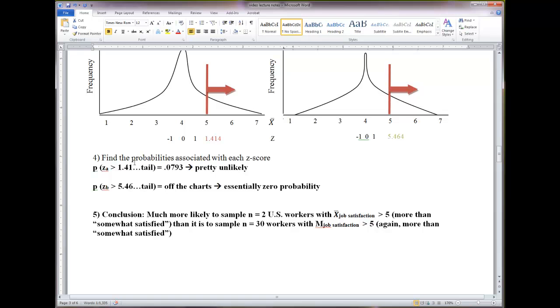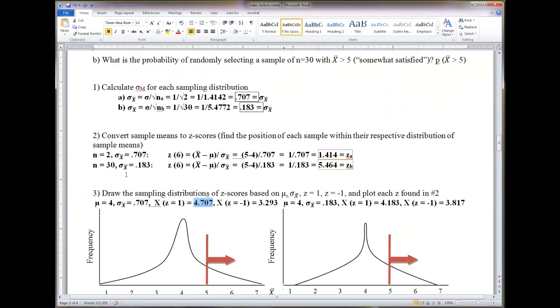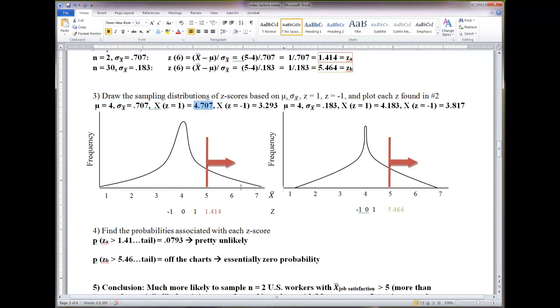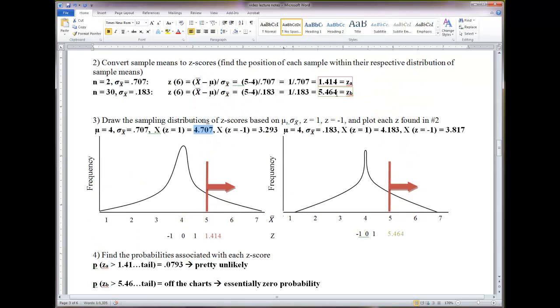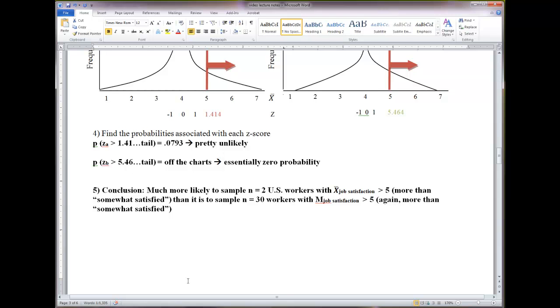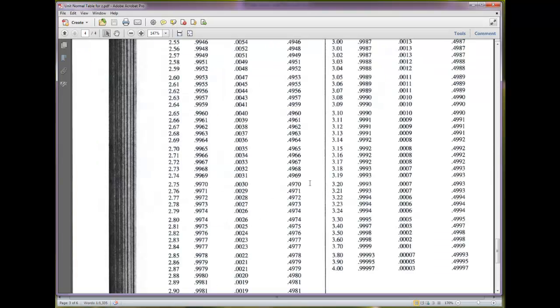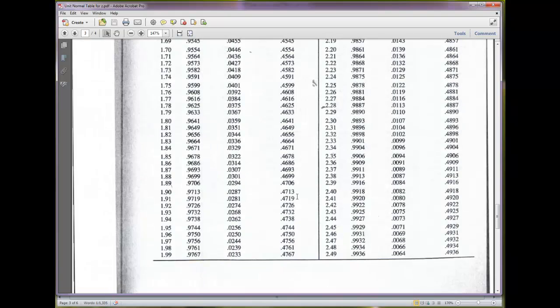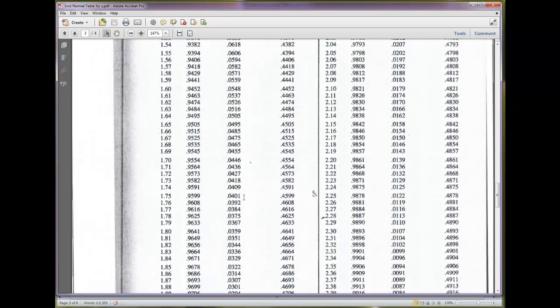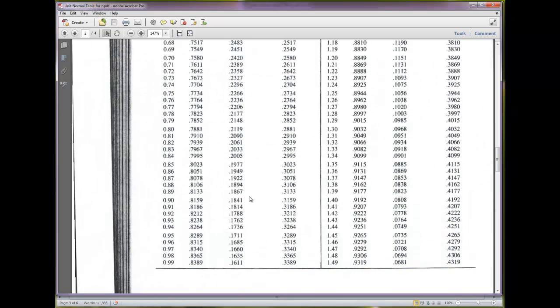So the next step, step 4, is to find these probabilities in the tail based on the z-scores. So in part A, our z-score was 1.414, but in the table it's 1.41. And then in part B, our z-score was 5.464, 5.46 in the table. So if you go to the table and you look for 1.41, keep on going, 1.41, the proportion in the tail is 0.0793.